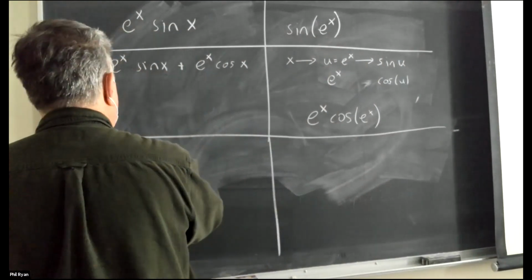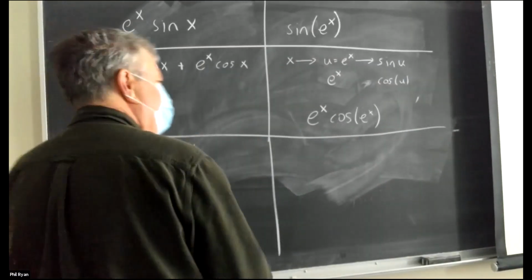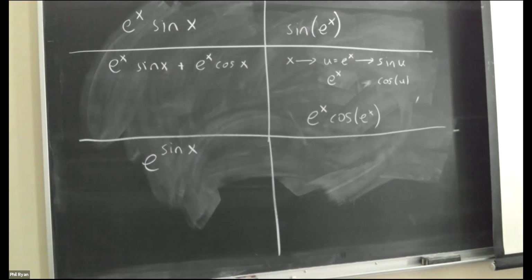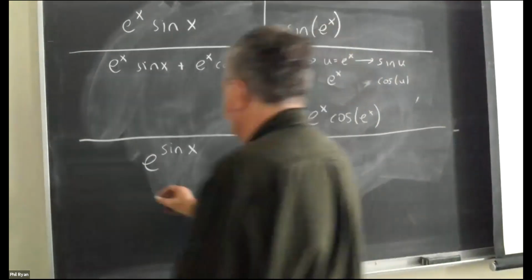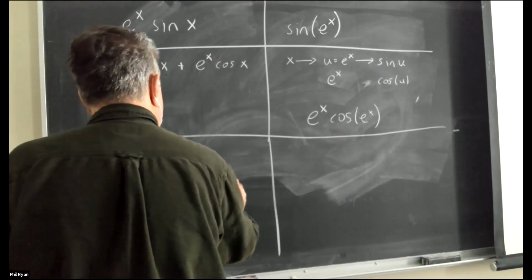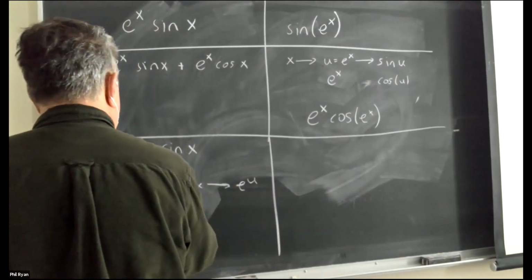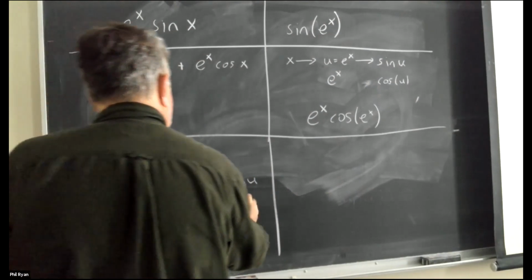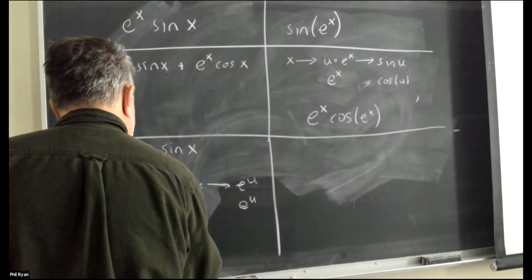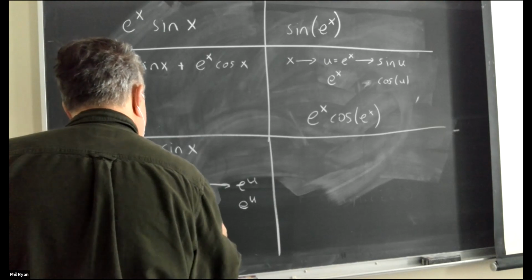What about e to the sine x? Just doing the same thing with different ways. So you can see there's lots and lots of ways you can put things together. How does the chain go this time? Right, so you go x to sine x to e to the u. The derivatives are then cosine x and e to the u. So multiplying them together, you get cosine x times e to the sine x.